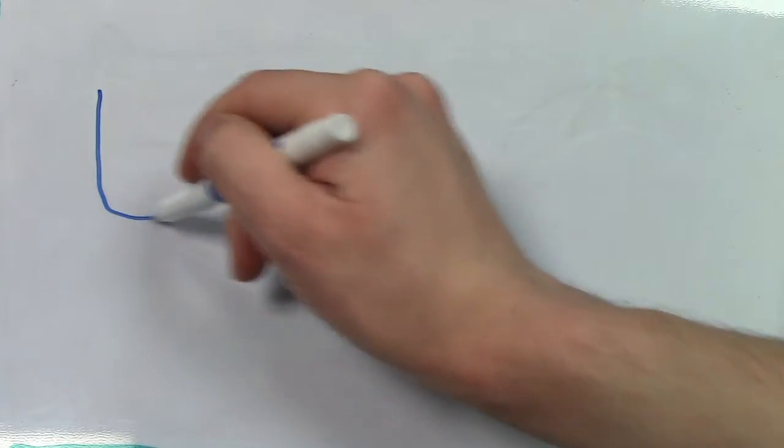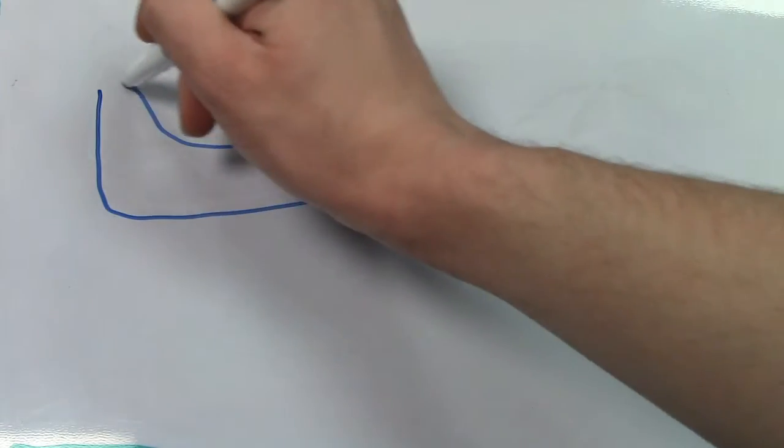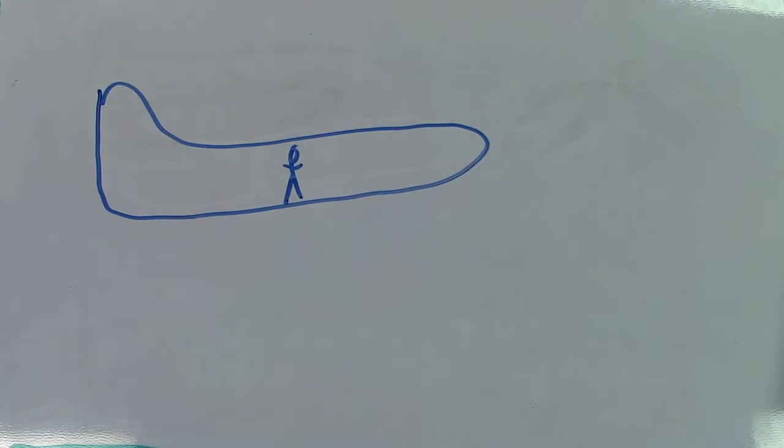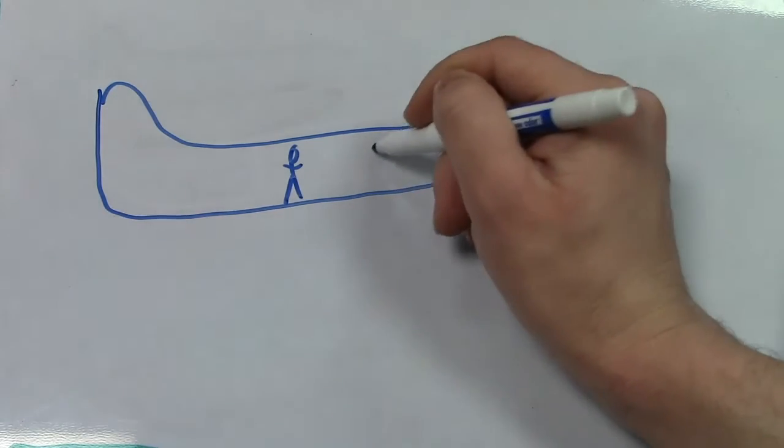So today, I'm going to explain why time dilation occurs. Time dilation is a product of special relativity, which is based on two ideas. First, physics are identical in all inertial, or constant speed, reference frames.